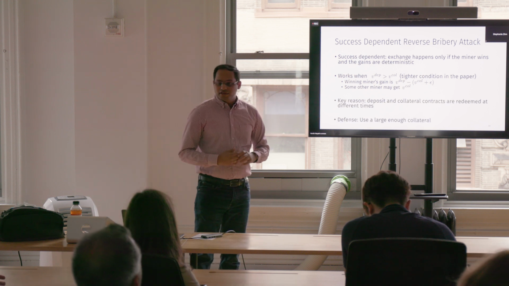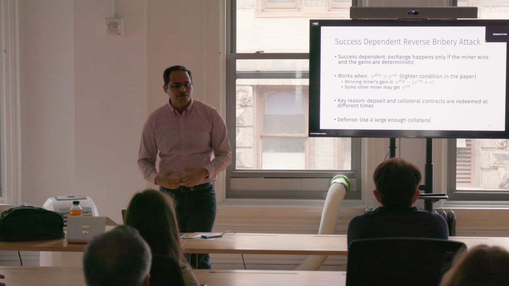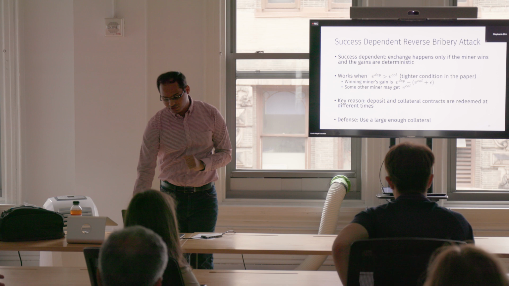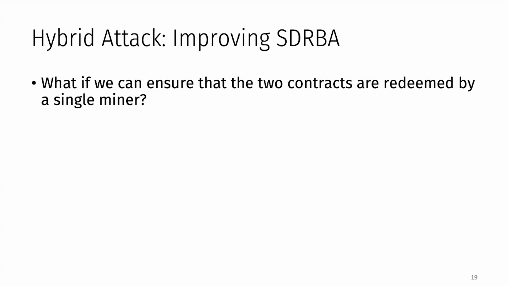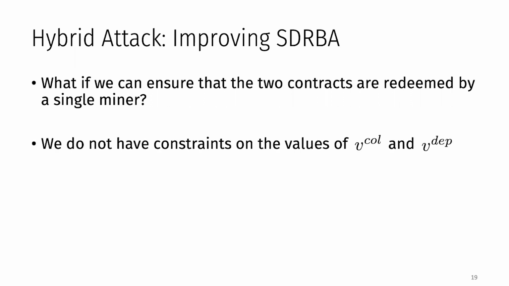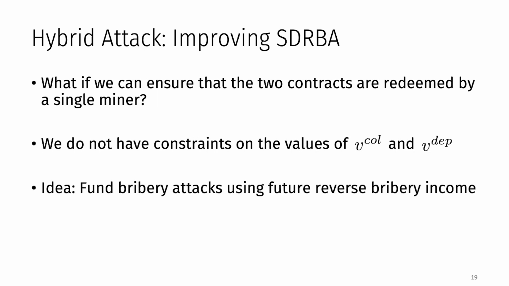So you can use this defense to defend against this attack, but it turns out that we can improve this attack so that this relationship between VDEP and vcall does not hold. The key thing you need over here is to somehow ensure that both of these contracts are redeemed by a single miner. If that happens, then we will not have these constraints, and that would be ideal. We actually show a way of achieving this, where if Bob can do this bribery that I spoke about earlier, and delay redeeming of TX-DEPM until that later point, then both of those transactions would be retrieved at once. So we would fund these bribery attacks using some future reverse bribery income.